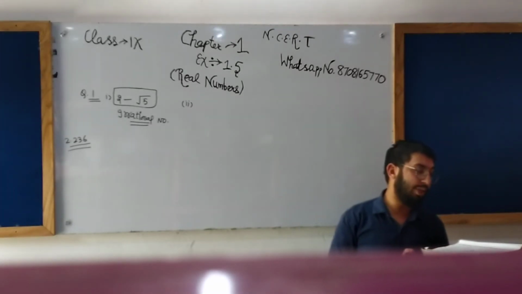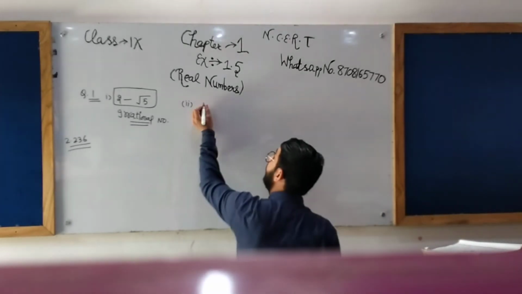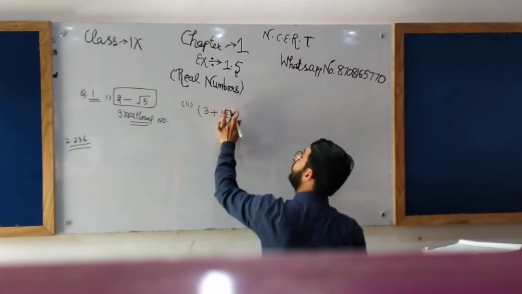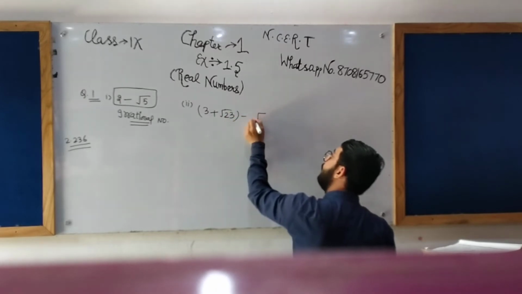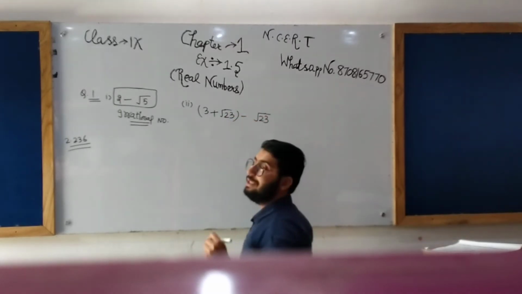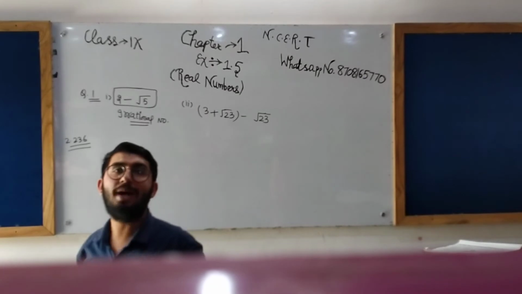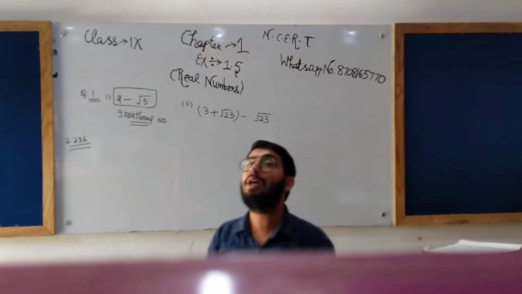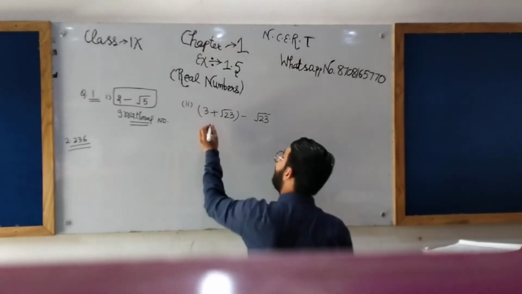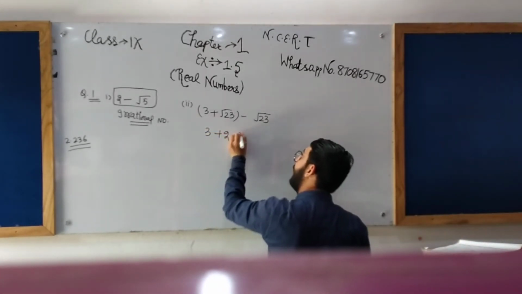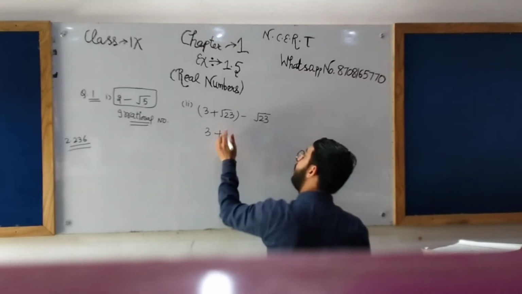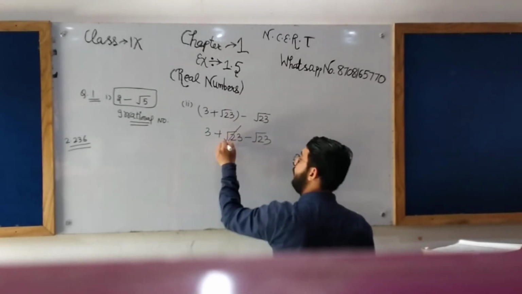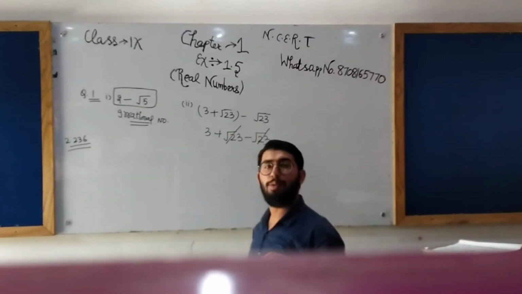3 plus under root 23 within braces minus under root 23. Before doing subtraction or addition, the rule of BODMAS says, first of all, solve the brackets. So let us remove the brackets here. 3 plus under root 23 minus under root 23.